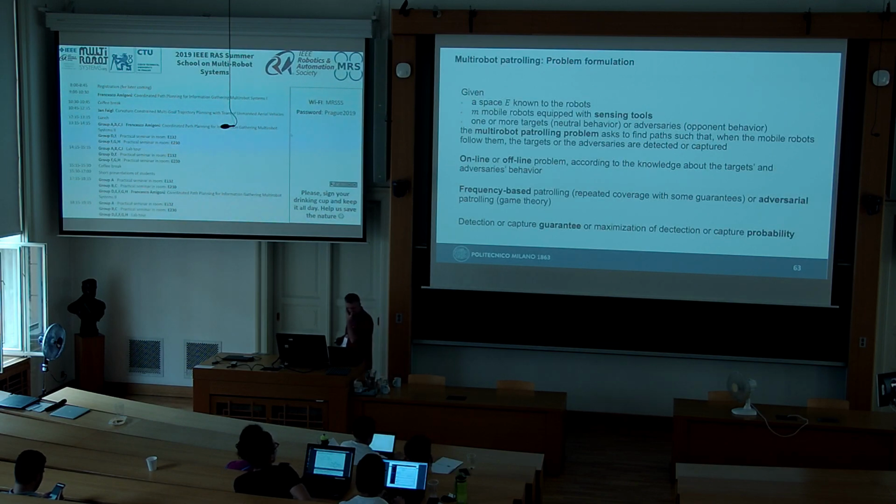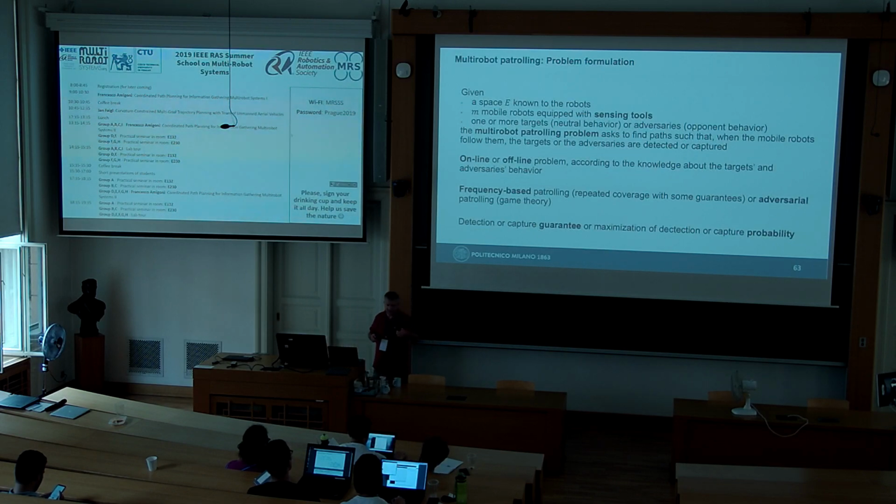So this is the problem formulation. We have a space that is known to the robots. We have M mobile robots that are moving in the environment with some sensing tools. And then we have one or more targets if they have neutral behavior, or adversaries if they have an opponent behavior, so if they act against me. The patrolling problem asks for finding paths for the robots such that when the mobile robots follow these paths, the targets or the adversaries are detected or captured.